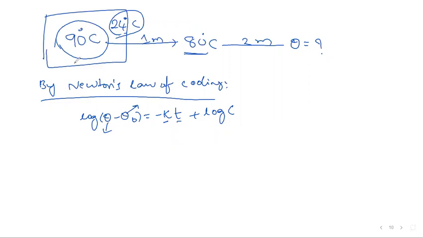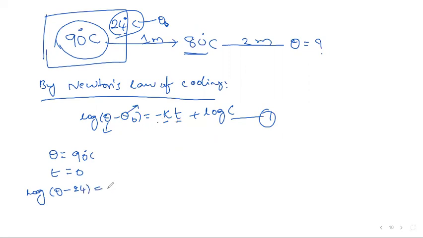Here, first, initially the temperature of the cup of coffee is theta equal to 90 degrees Celsius, and initially the time will be 0. Assign this as equation 1. Now substitute: log of theta minus theta naught, where theta naught is 24 degrees Celsius, our room temperature, is equal to minus k into t, where t will be 0, since initially we consider the time as 0. Next, add log c.